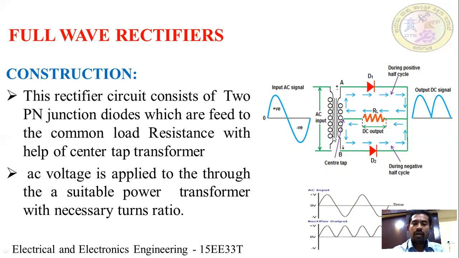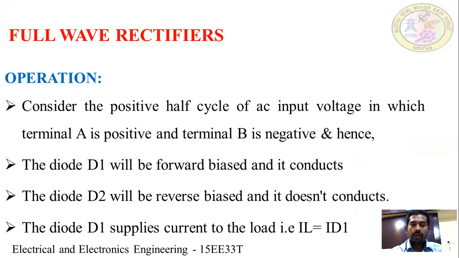So if you give this an AC voltage, when we apply the AC voltage to the input of the primary winding of the transformer, this is a step down transformer. Here, after getting the output from the transformer, this transformer is connected with a suitable turns ratio, that is N1 by N2.